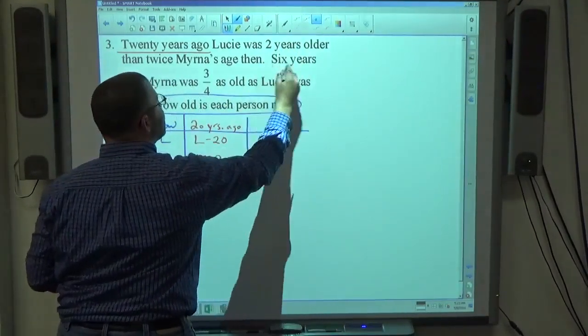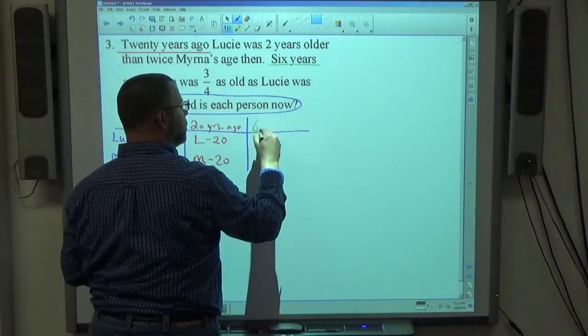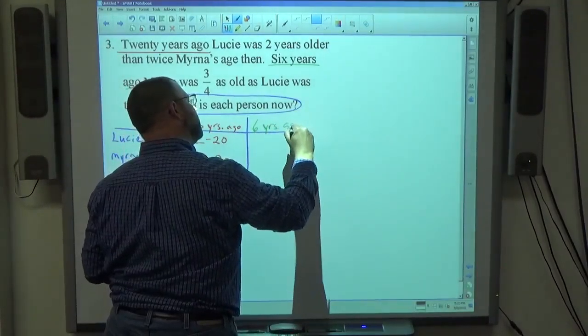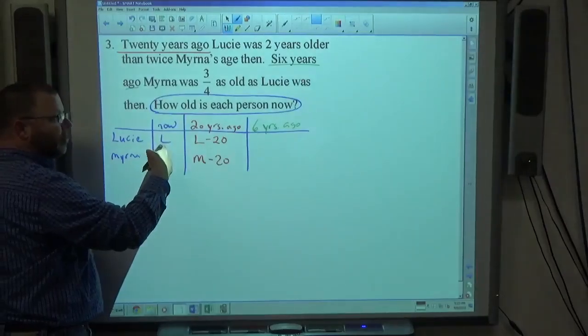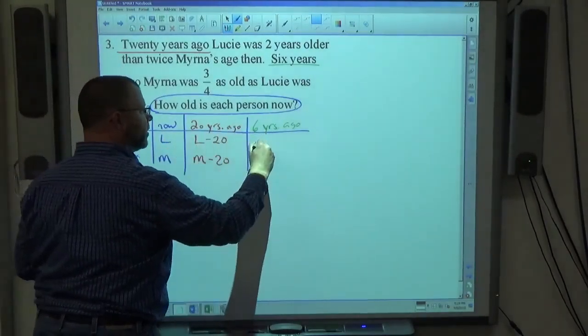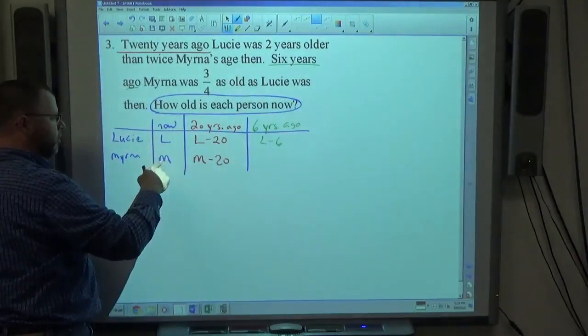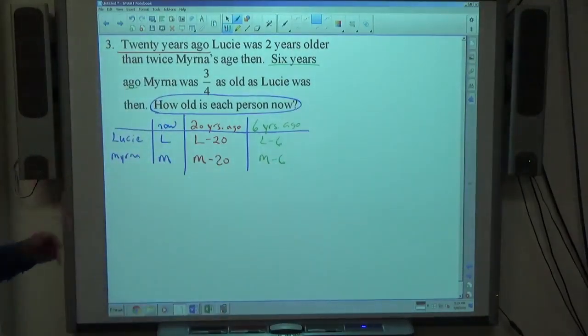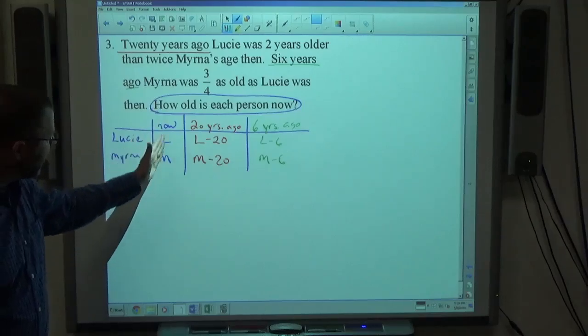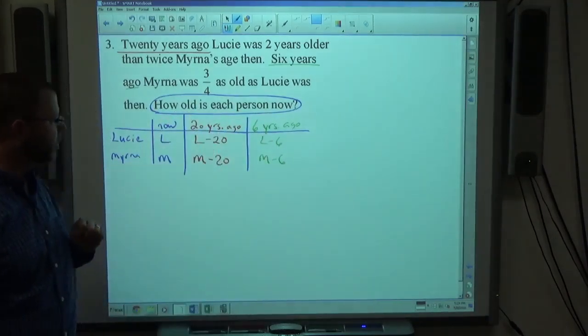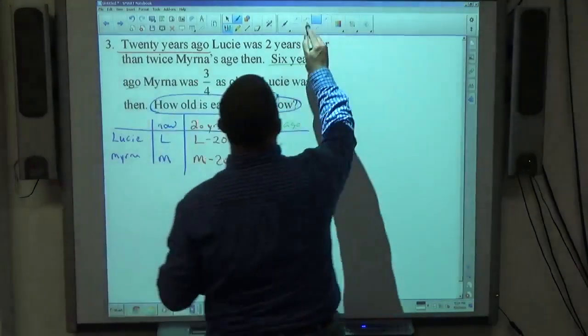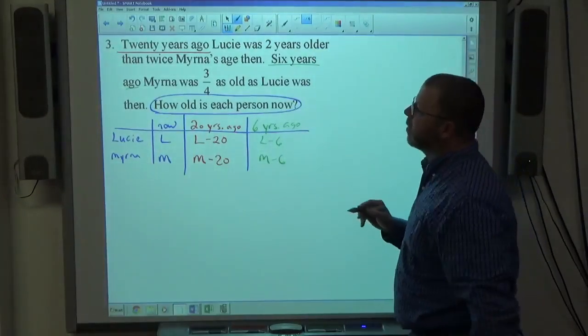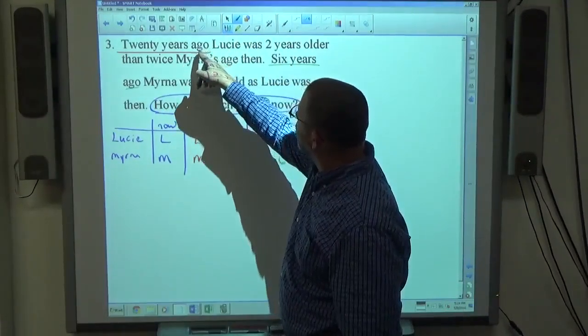And then it says 6 years ago, again in the past, so 6 years ago is what we're dealing with. Going from their current age minus 6, so L minus 6 will be Lucy's age 6 years ago, Myrna's age M minus 6 is her age 6 years ago. So just like that, I've set up the ages right now, 20 years in the past, 6 years in the past. So as I'm writing the equations, I have to, again, be in the right time period when I write the equations. The first equation, 20 years ago.